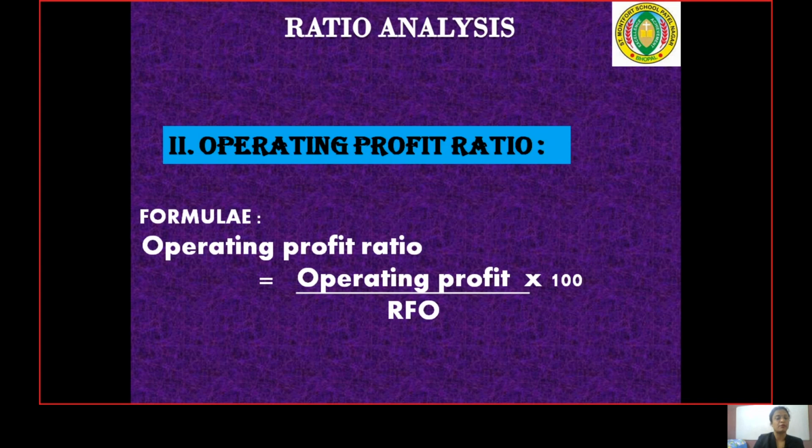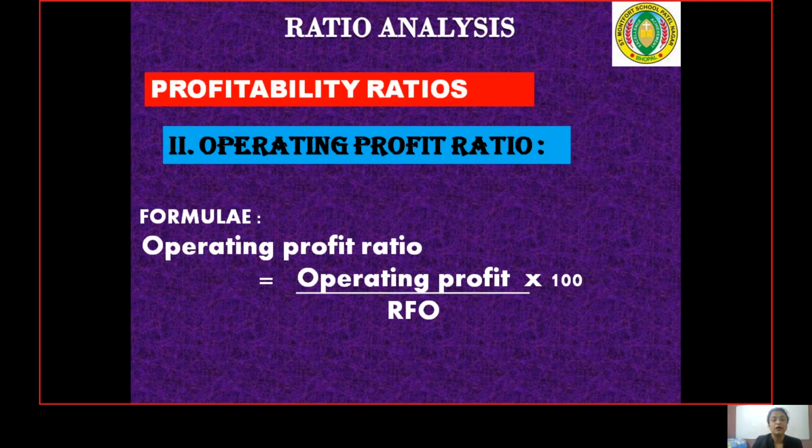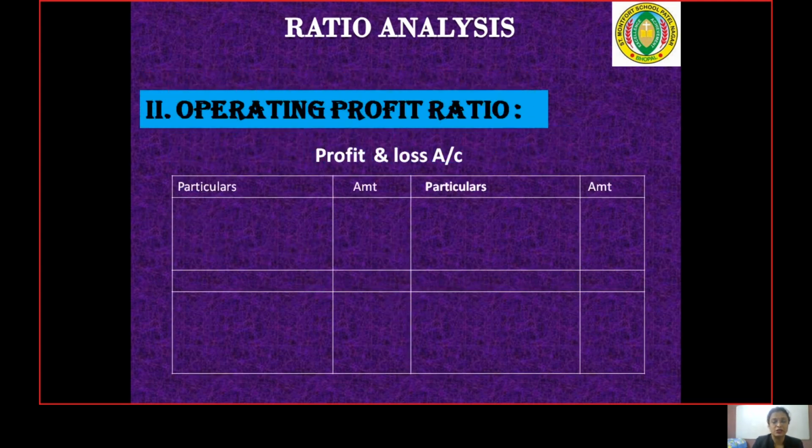Like operating profit, though it's a profit, it's actually a part which is included in the value of the sales. This is the reason, in order to find out how much proportion it is in percentage, we are multiplying it by 100. Now next, we can see how to calculate the operating profit.